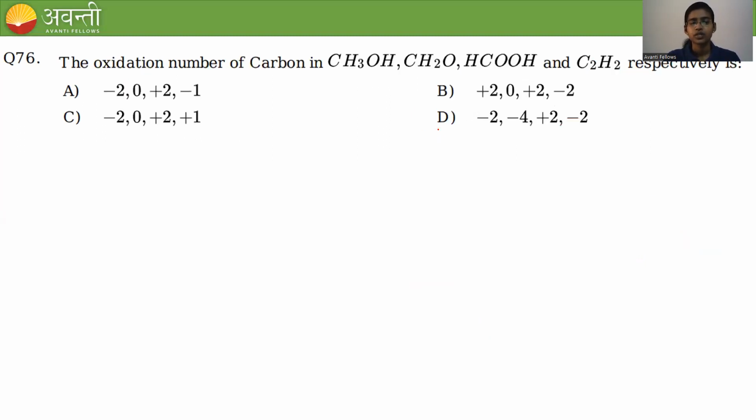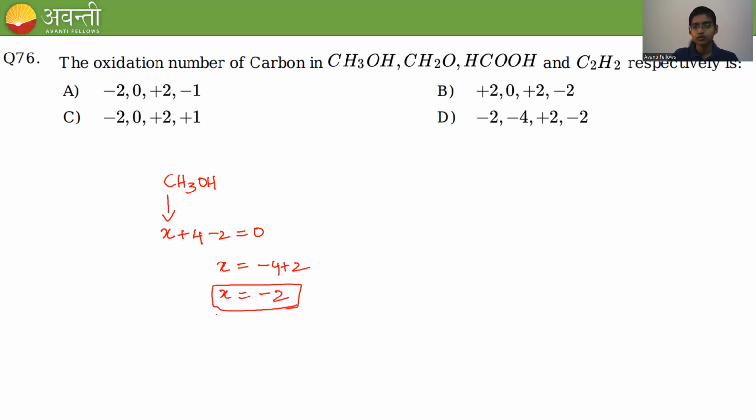So coming to the next question, question number 76. The oxidation number of carbon in the given compounds. Very easy, right? So in CH3OH, you have to find out the oxidation number of carbon. It is x. And for hydrogen, it is +1. We are having 4 hydrogen, you can put +4. And for 1 oxygen, it is -2. It is equal to 0. So x is equal to -4 plus 2, and x is equal to -2.